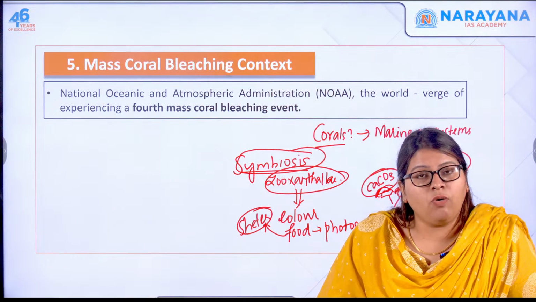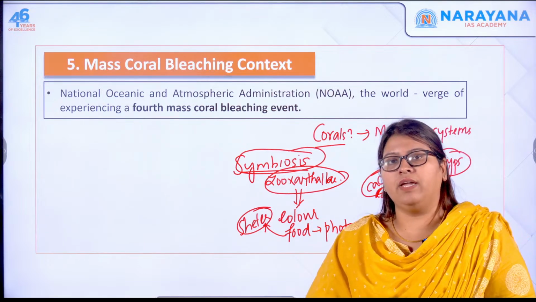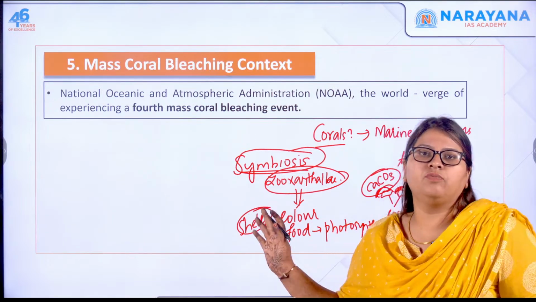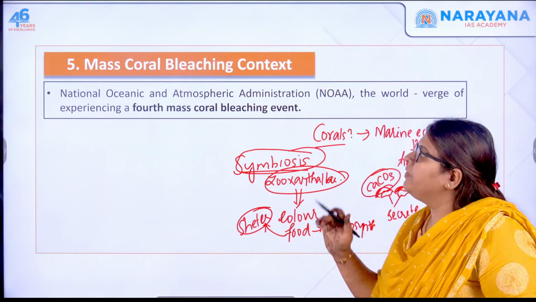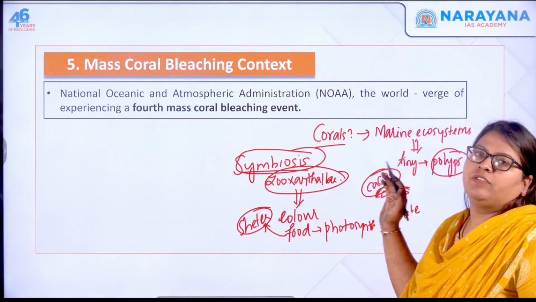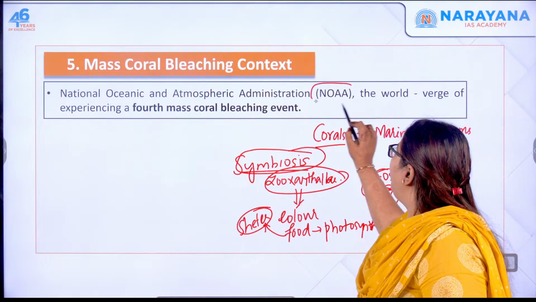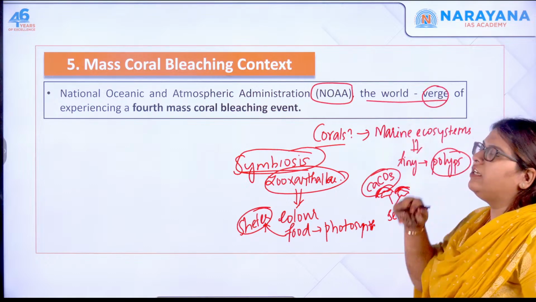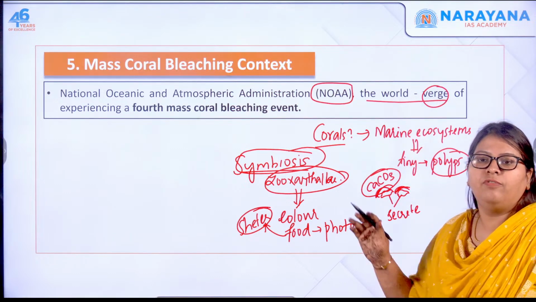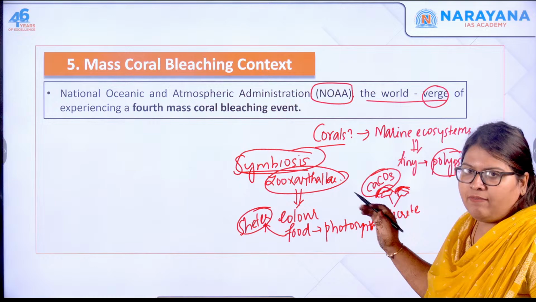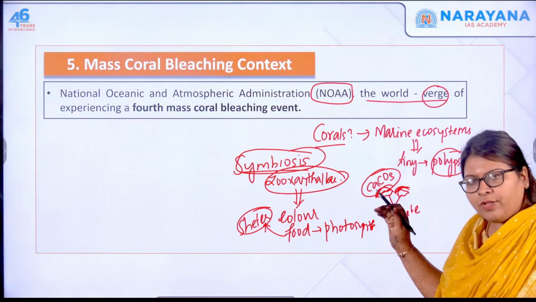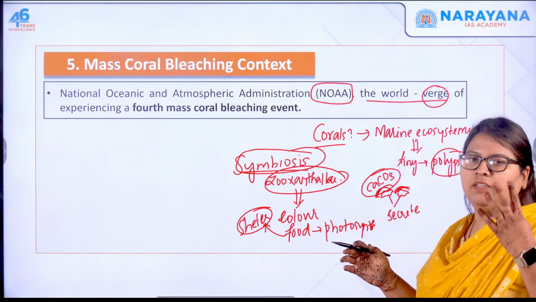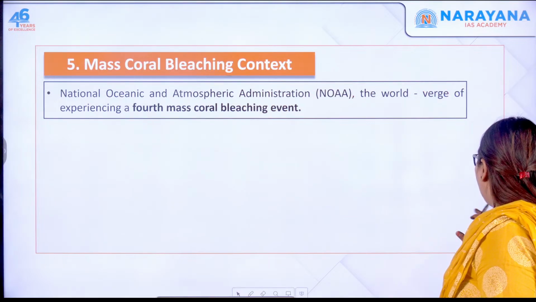So bleached corals does not mean that they are dead corals. They are on the verge of dying. That is what it means. Now the National Oceanic and Atmospheric Administration, that is NOAA, has actually said that the world is on the verge of experiencing the fourth mass coral bleaching event. So far there have been 3. So now the world is on the verge of experiencing the fourth one, is what NOAA has told.